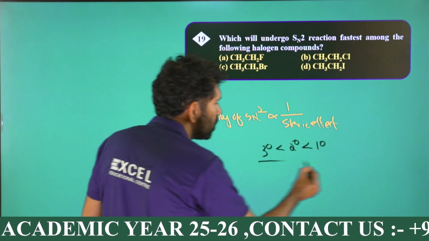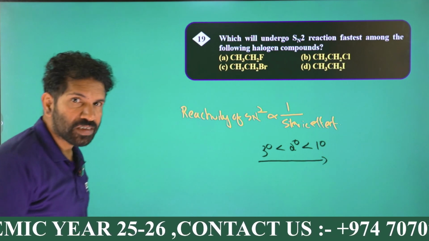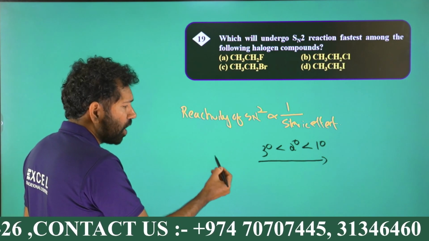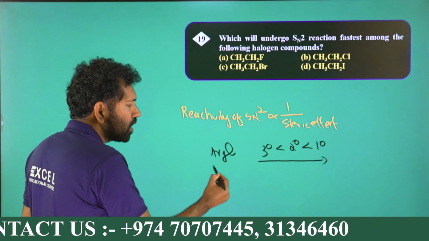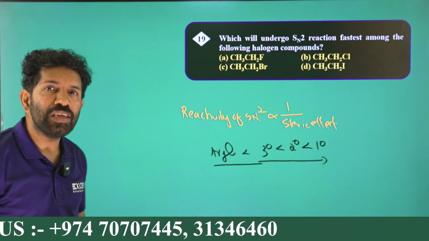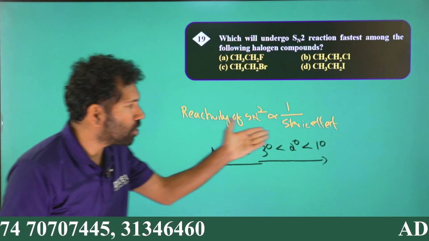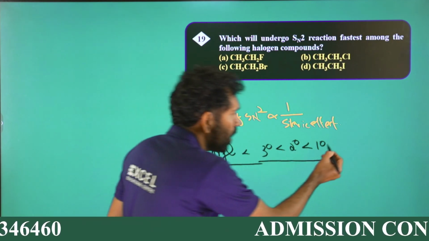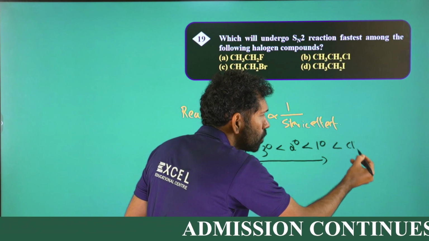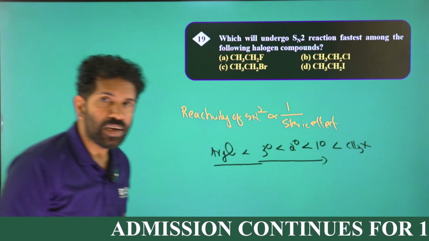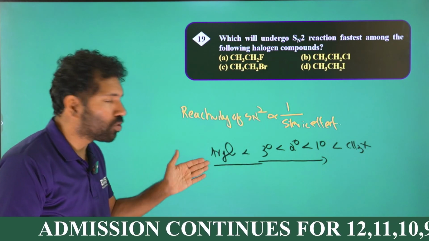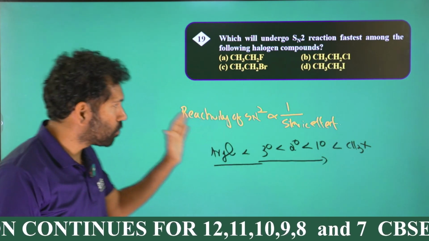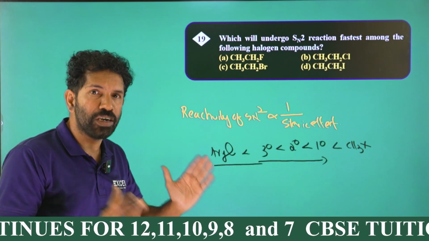Primary, secondary, tertiary. Then aryl is coming. Aryl and vinyl are least reactive in SN2. So remember, primary is most reactive, then secondary, tertiary, aryl. And here methyl will be the most reactive one because it has the least steric effect. Among all halogen compounds, methyl halide has the least steric effect. So this is the order of reactivity of SN2 we learned before.